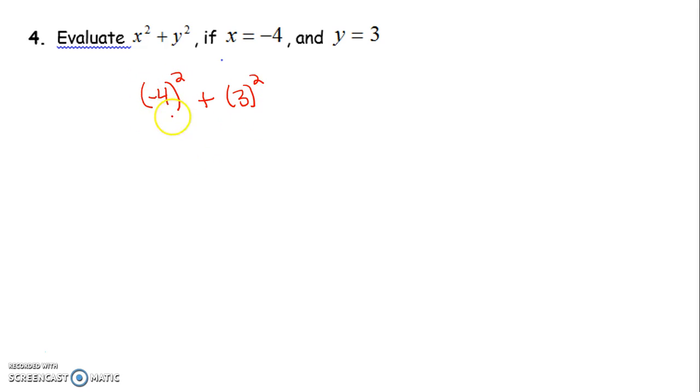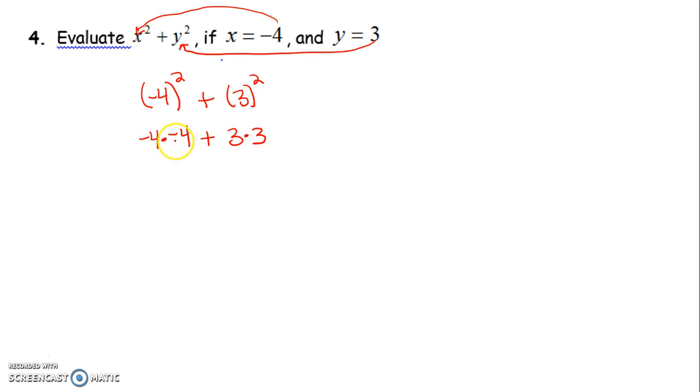Okay, (-4) squared, what does that mean? Literally I plug -4 in place of x, plug 3 in place of y, and now I simplify it. (-4) squared means -4 times -4. Keep my addition sign. 3 squared means 3 times 3.